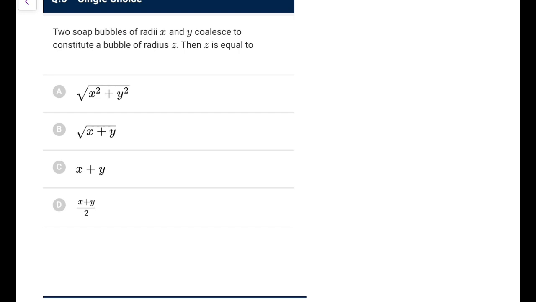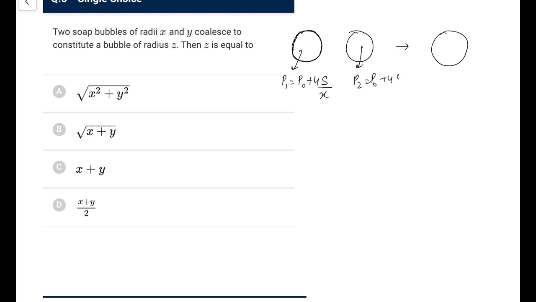Next one. Two soap bubbles of radii x and y coalesce to constitute a bubble of radius z, what is z? Now for the soap bubble, you know a soap bubble has a thin soap film and you have air inside. So first we had two bubbles, one of radius x and one of radius y, and finally they joined to form a bigger bubble. Using the concept of surface tension, the pressure inside P1 would be P0 plus 4s by x, because there are two layers of the thin film. Similarly, P2 would be P0 plus 4s by y, and P3 would be P0 plus 4s by z.